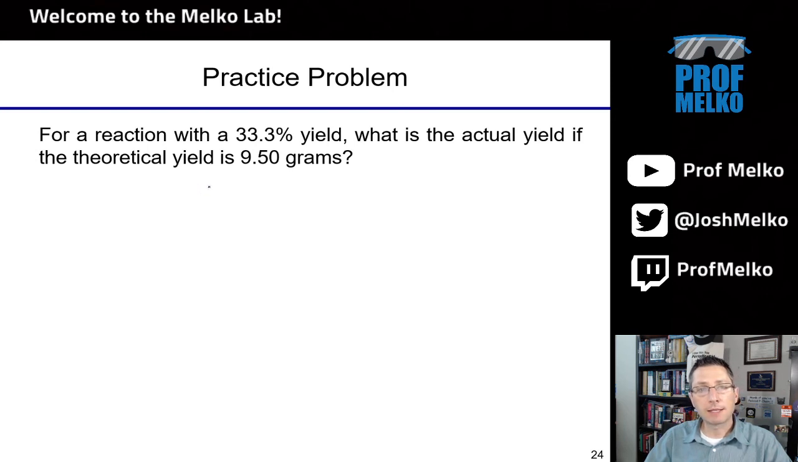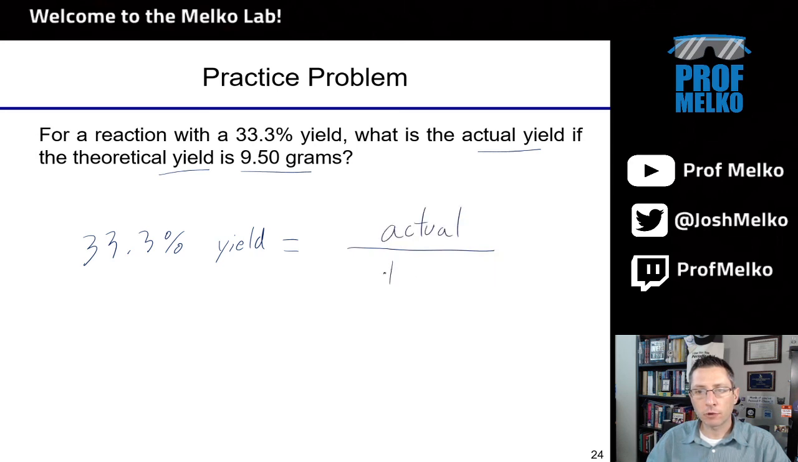Assume you calculate at the end a 33.3% yield. What is the actual yield if the theoretical yield is 9.5? Okay, well, I know percent yield is actual over theoretical times 100. So as long as I remember this is the formula, I put in 9.50 grams for theoretical. And I'm asked for what the actual yield is. So I'll just call this question mark or X or whatever placeholder you want to use.